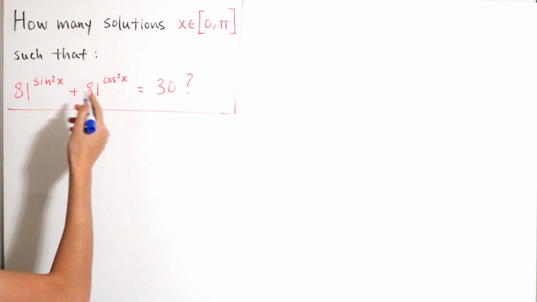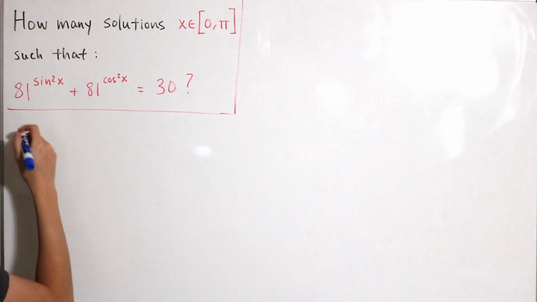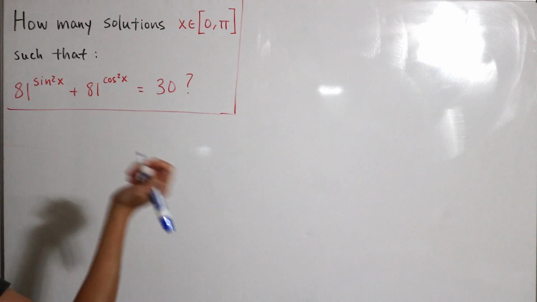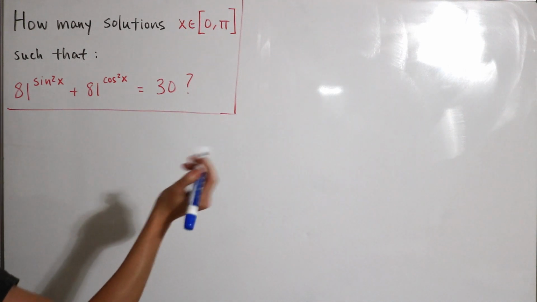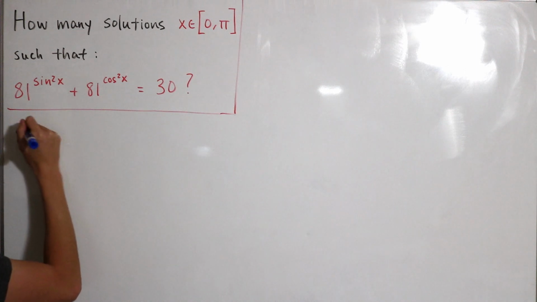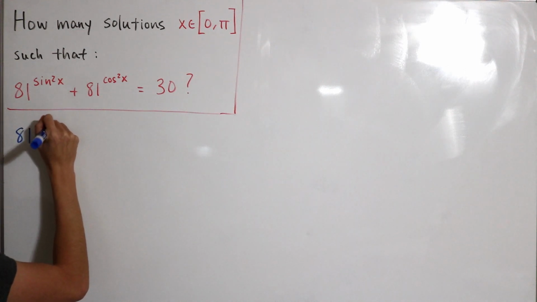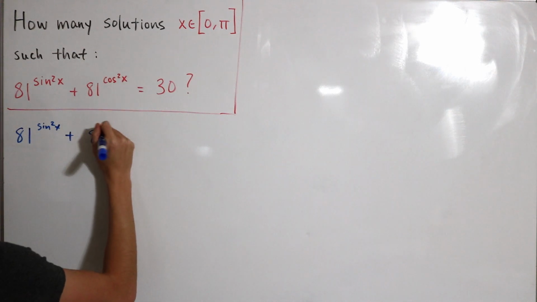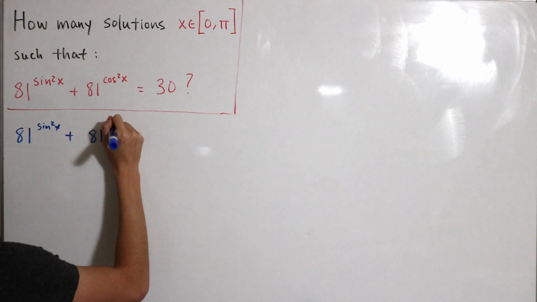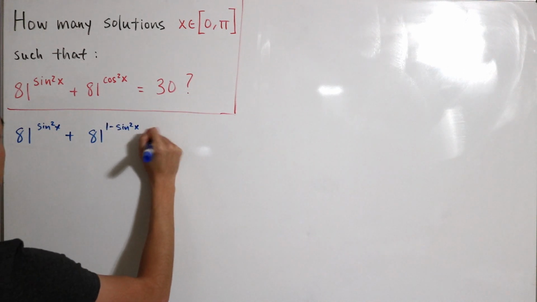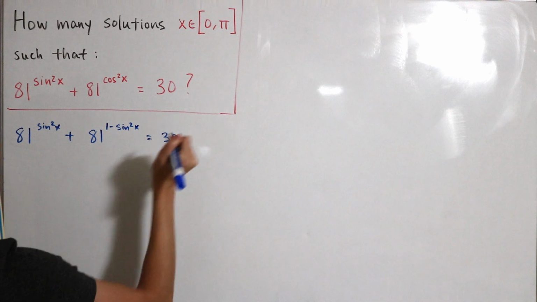Okay, so if we're given this, we can rewrite the cosine square of x using a different form of a trig identity. We want to do this so it'll make things a little bit easier on our end. So I can write the same thing as 81 to the power sine square of x, then add 81 to the power of the trig identity 1 subtract sine square of x, and set this equal to 30, right?